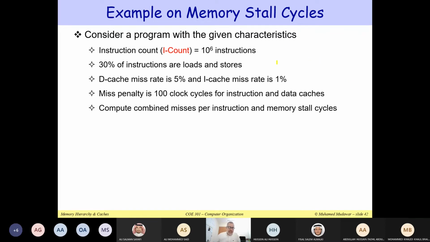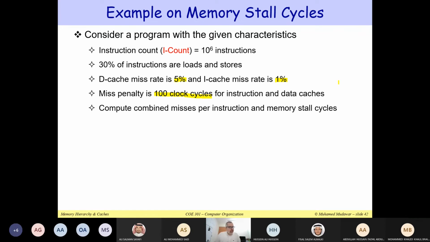It says that the data cache miss rate is given here to be 5%, and the I cache miss rate is 1%. Usually we don't get a high miss rate in the instruction cache because we fetch instructions sequentially, and basically we have loops and so on. Therefore the instruction cache miss rate is very small. Now the miss penalty is very high. It's given as 100 clock cycles in this example.